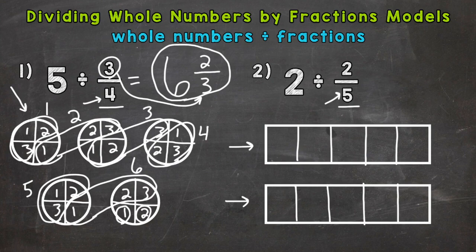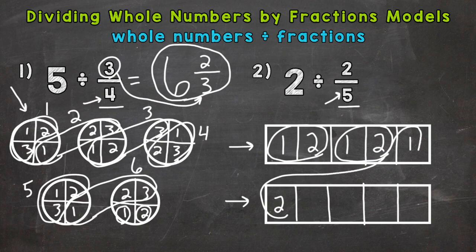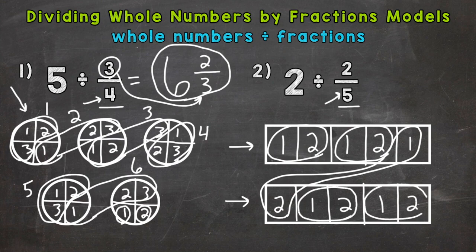So let's count off and see how many groups of 2/5 we can make. So this is 1/5, 2/5. That's one whole group. 1/5, 2/5. 1, 2/5. Come across to circle that whole there. 1/5, 2/5, another whole group, 1/5, 2/5. Now this one's a little different than number 1 because we don't have anything left over, so it works out to be a whole number. So let's see how many whole groups we have. 1, 2, 3, 4, and 5. So our answer is 5.